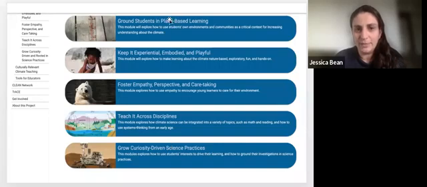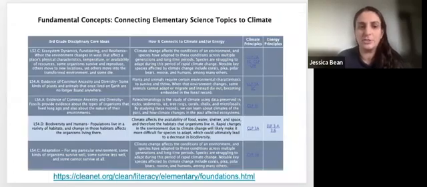Here are some other tips from that list. Again, grounded in place-based learning. Foster empathy and perspective and caretaking. This is why we've been using this guide to really support our thinking in the way we're designing elementary focused resources and programs within understanding global change.